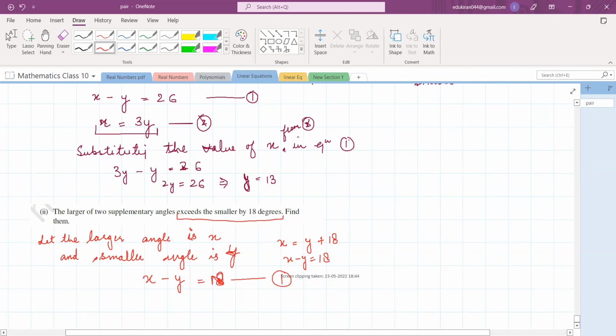Now, where is the second equation? Now you have two variables, so you require two equations. You cannot solve by a single equation only. For the second equation, there is nothing directly given, but they say the angles are supplementary. You know the property. What is the sum of the angles if they are supplementary? 180. Yes, 180. So this will be your second equation.